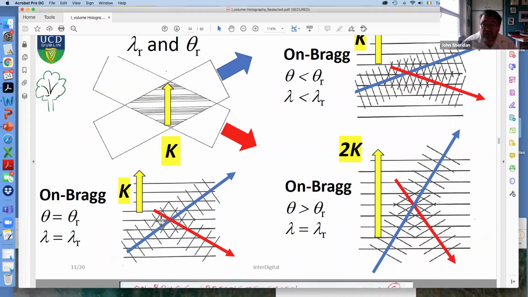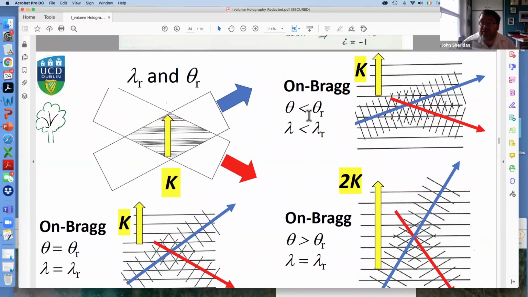And so we see that when these things cross one another, a maximum is crossed with a maximum at every point. Here we've got on Bragg, but we've changed both the angle and the wavelength.